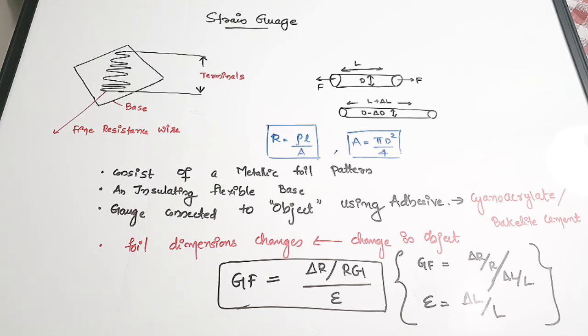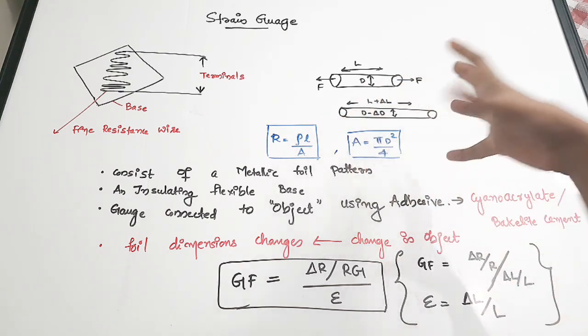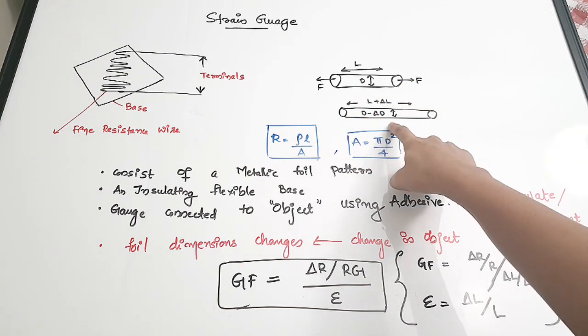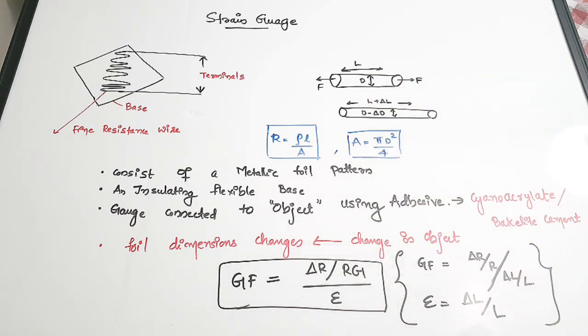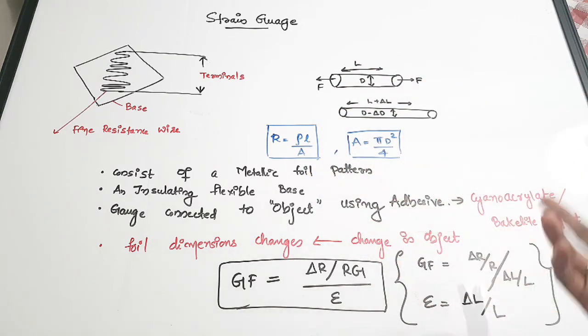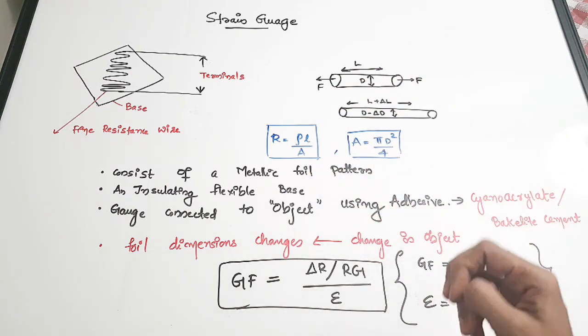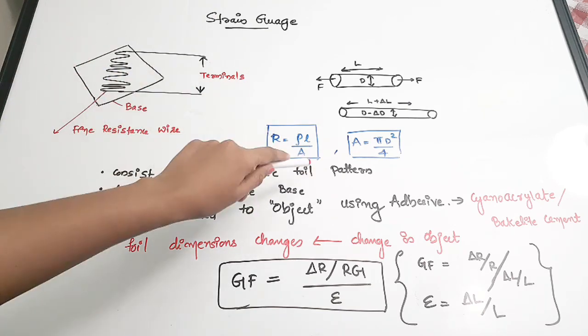That is, when we apply some force to a conductor or some conducting wires, there will be some changes in its geometrical aspects like length and diameter. So when the length and diameter change, the resistance or the conductance of the wire will also change, right? So this is the principle behind strain gauges. Now let's see what the structure is, then we'll connect the working.